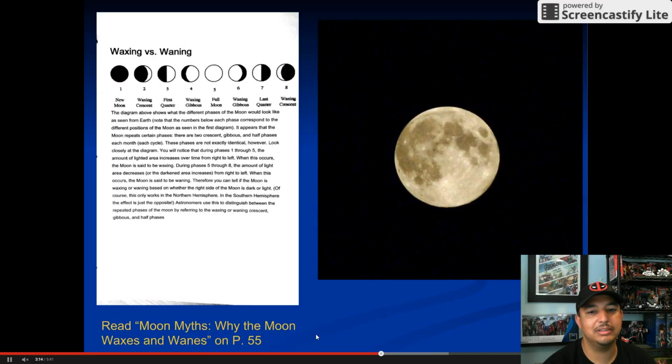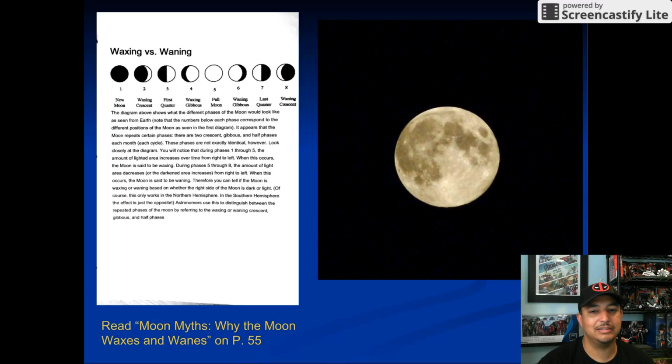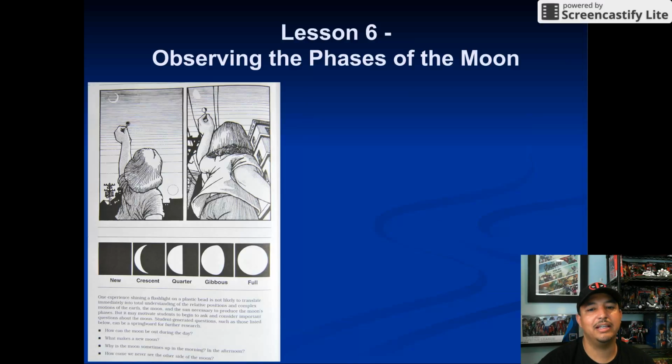Which leads me to lesson 6. Now, it's suggested that you skip several days, or wait several days after lesson 5, to do lesson 6. That way, students have had several days to watch and observe the moon phases. Lesson 6, by the way, uses small beads and flashlights as models of the moon, earth, and sun relationships.